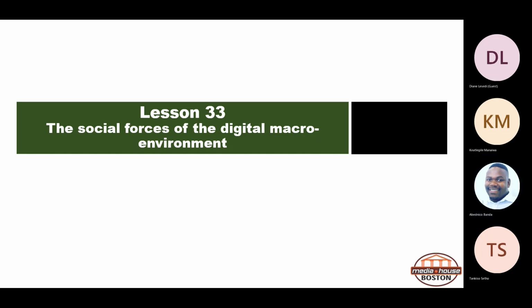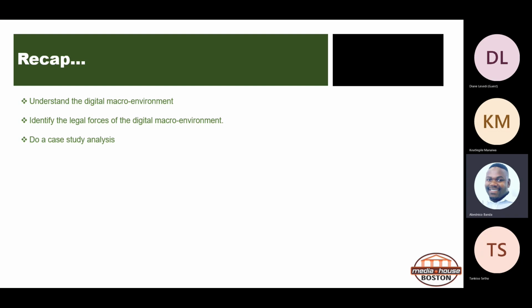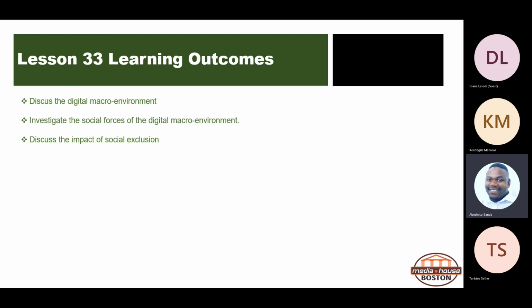But before we move forward, you guys should now know that we have unpacked some of the letters in the PESTLE analysis. We've already unpacked P for political, and we also had a case study under the political. We have unpacked E and T, E for economic and T for technology, and we used an example of Takealot. We have also unpacked L for legal forces, which were the latest key players that we discussed on Tuesday. So as a recap, we spoke about the legal forces of the digital macroenvironment, and we also did a case study analysis.